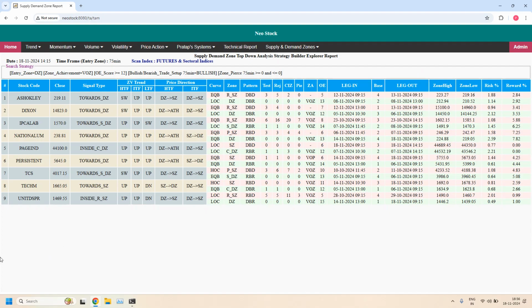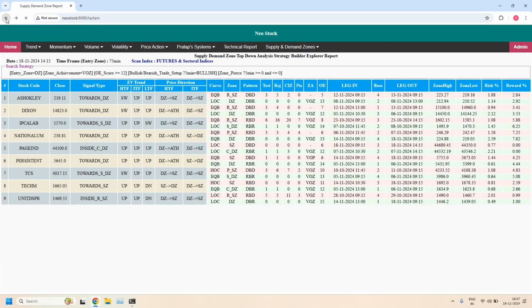Now we filter 9 stocks. These 9 demand zones are supporting bullish trade setup for weekly income trade. That is entry time frame, 75 minutes demand zones. In these 75 minutes demand zones, some high probability setup supported stocks might be available. We need to plan the trades.